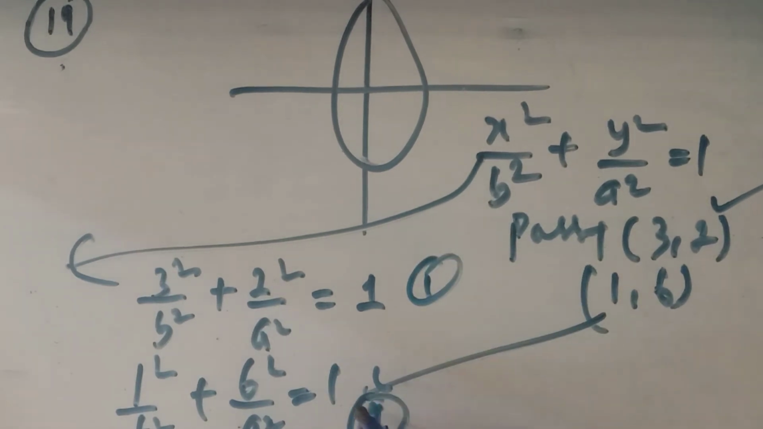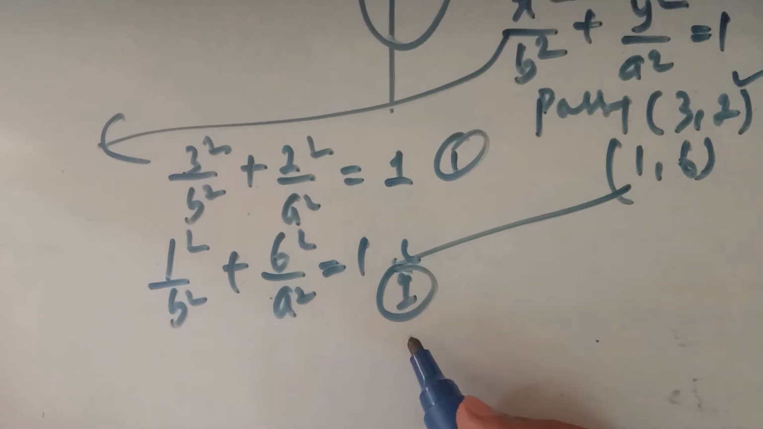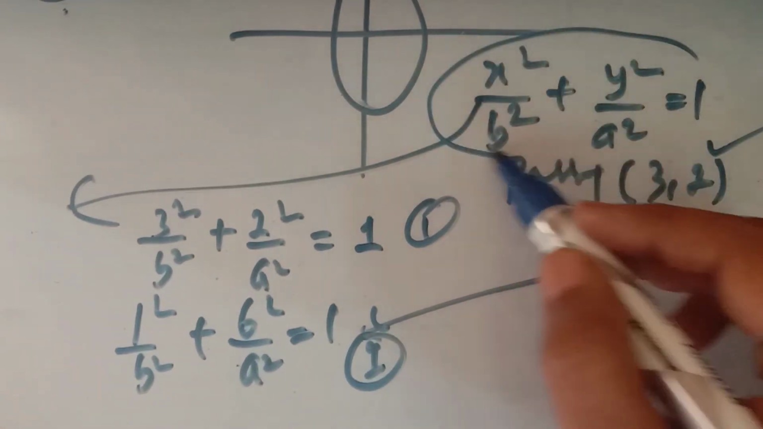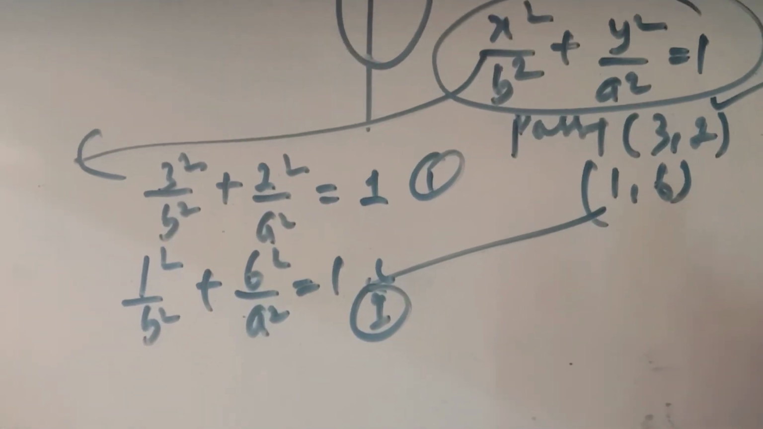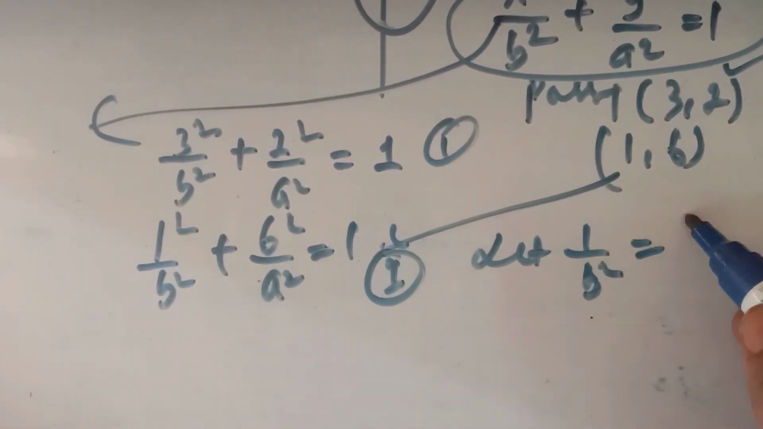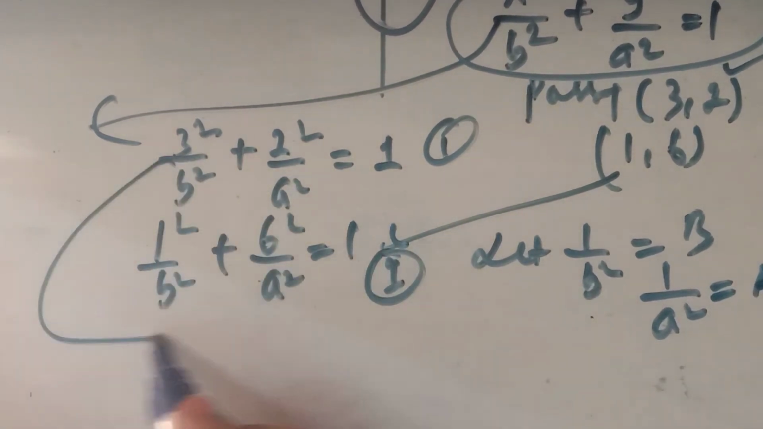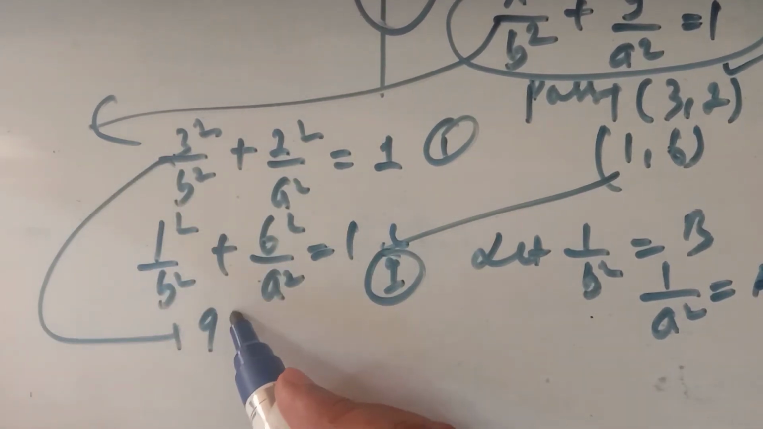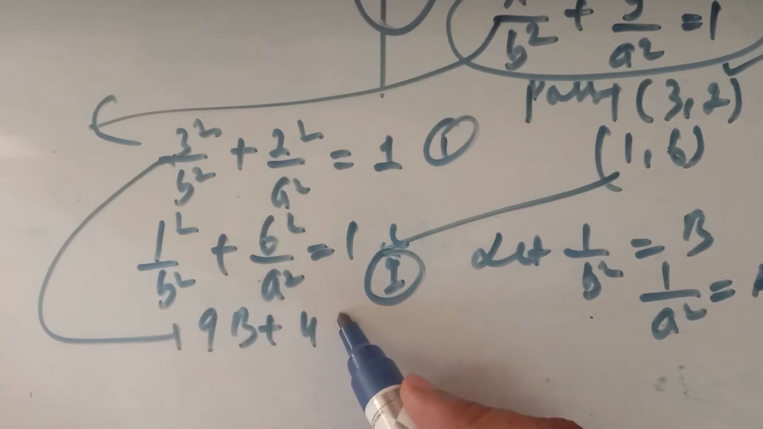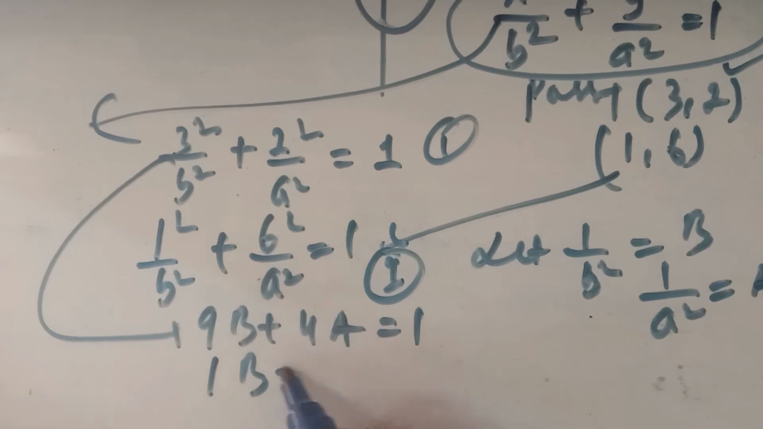So you are getting these two equations, and from these two equations you have to find the values of a square and b square and put in this equation to get the equation of the ellipse. You can solve this by letting 1 upon b square equal to b and 1 upon a square equal to a. So you'll get 9b plus 4a equal to 1, and 1b plus 36a equal to 1.